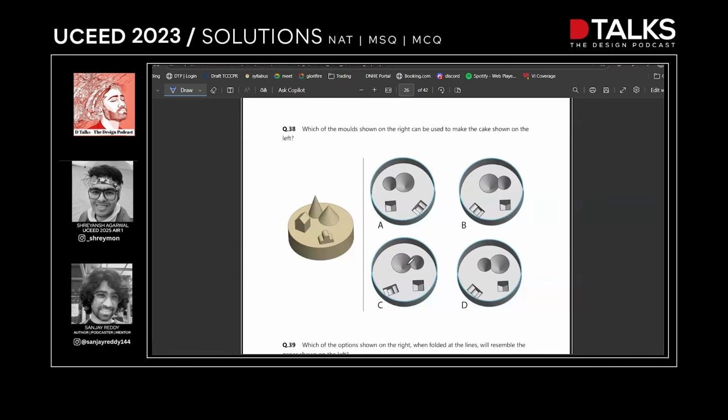Which of the molds shown on the right can be used to make the cake shown on the left?